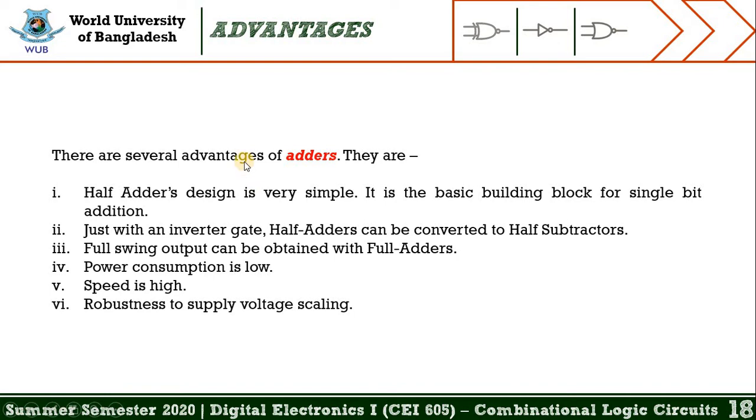Now we need to have a look at the advantages of adders, such as: Half adder's design is very simple. It is the basic building block for single bit addition. Next one, just with an inverter gate, half adders can be converted to half subtractors. Third one, full swing output can be obtained with full adders. Fourth one, power consumption is low. Fifth one is speed is high. Sixth one is robustness to supply voltage scaling.